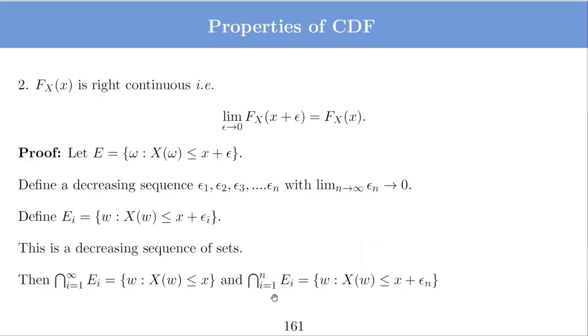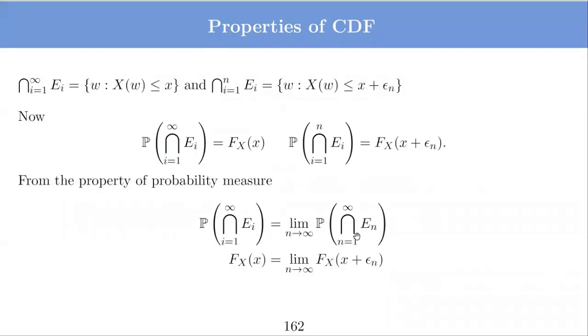Similarly, you can show that if I just take the finite intersection of E_1 through E_n, the intersection will be the set of omega such that X(omega) is less than or equal to x plus epsilon n. Why? Because E_1 has x plus epsilon 1, then E_2 has x plus epsilon 2, and x plus epsilon 2 is less than x plus epsilon 1. They are a decreasing sequence, so the intersection of these decreasing events is always the last set, which is nothing but E_n.